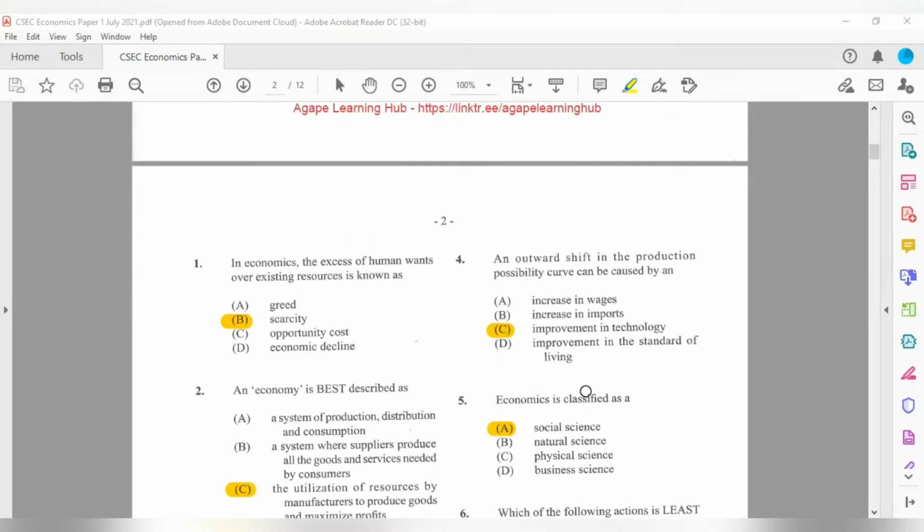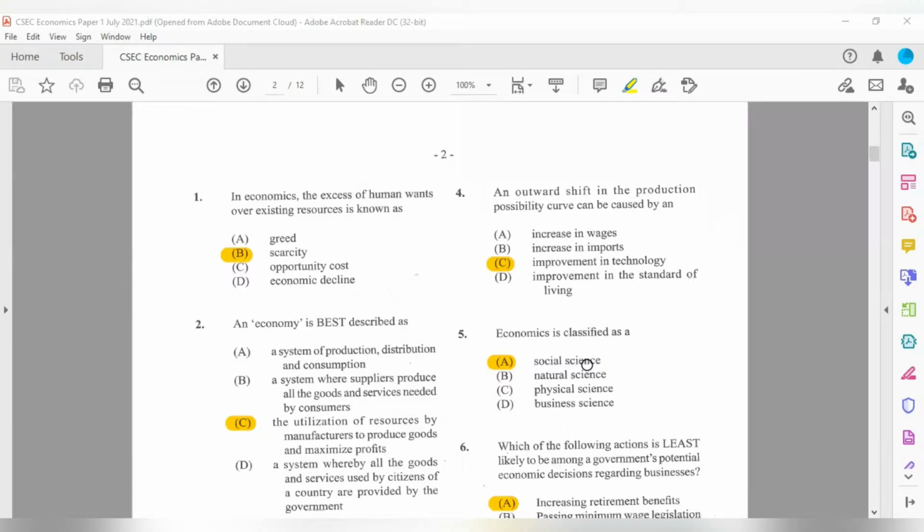An outward shift in the production possibility curve can be caused by C, improvement in technology, because improvement in technology, remember guys, it's a determinant of supply. So yeah, it will cause a shift in the supply curve, and also in the production possibility curve, because that's a factor also.